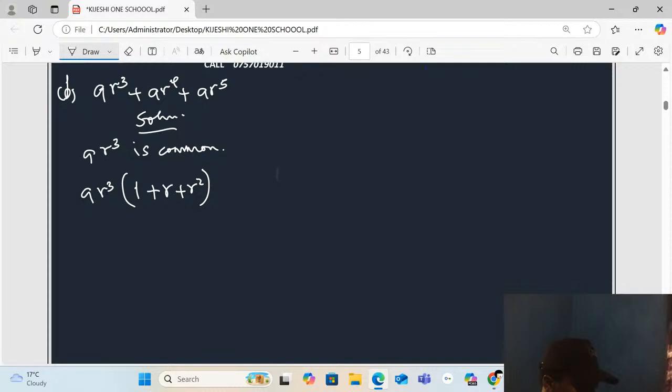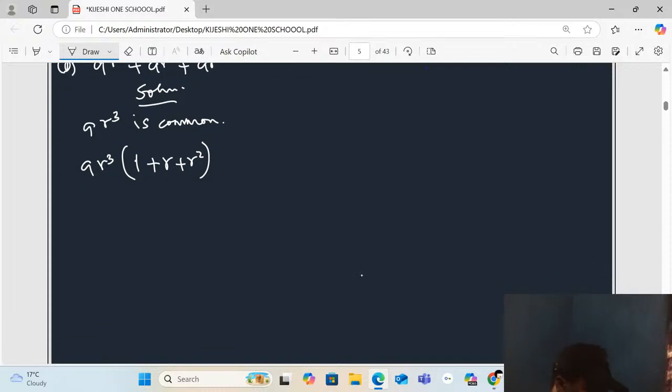Then you can look at another example on factorizing. We have a squared p cubed minus a p squared plus a cubed p. So that is the question. We now look at the solution.